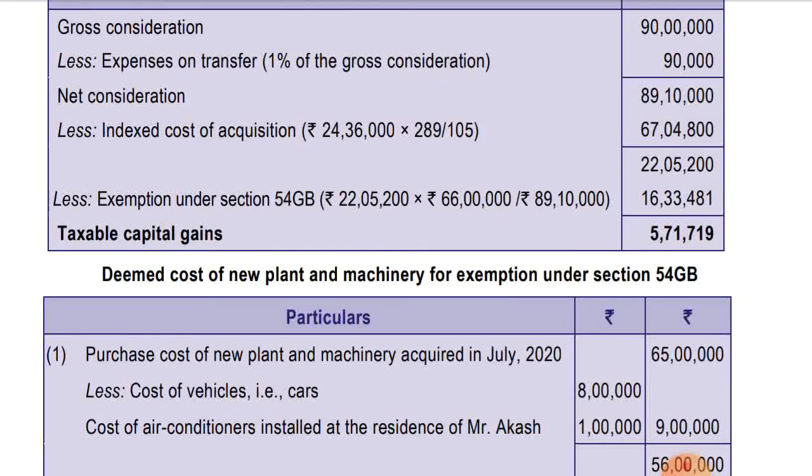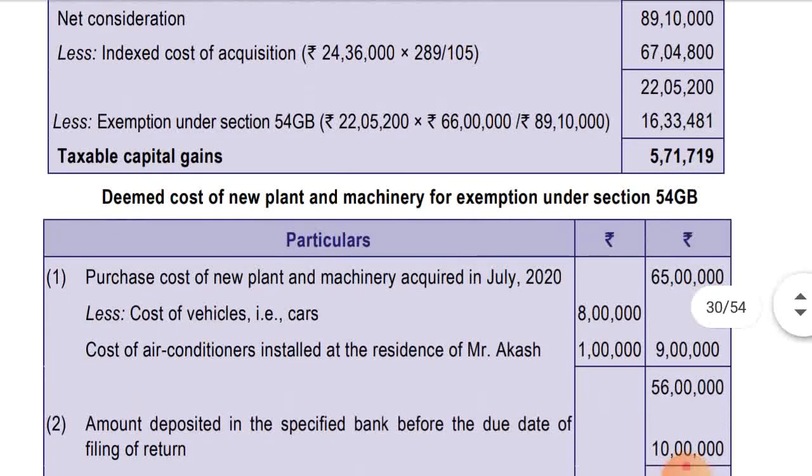So 22 lakh 5,200. As we all know, the exemption is computed similar to section 54F: capital gain into the amount invested in the new plant and machinery divided by net consideration. So capital gain is 22 lakh 5,200 into 66 lakh. How did 66 lakh come? That is the amount invested in new plant and machinery by the eligible startup. Let's see how much they have invested and how much was eligible. What is not eligible will be removed.